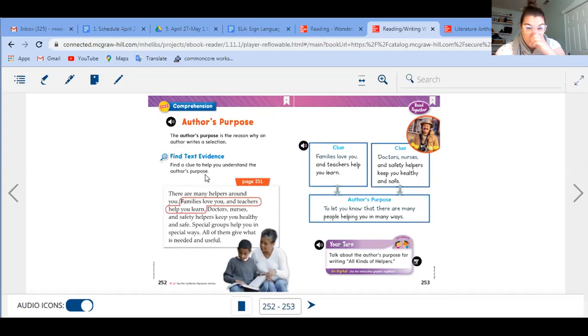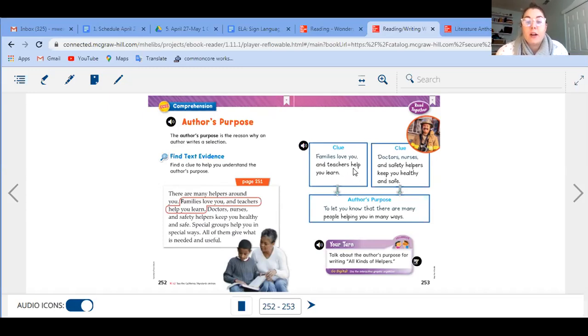So in yesterday's story, it says there are many kinds of helpers around you. Families love you, and teachers help you learn. Doctors, nurses, and safety helpers keep you healthy and safe. Special groups help you in special ways. All of them give what is needed and useful. So that's actually from the story that you read yesterday.